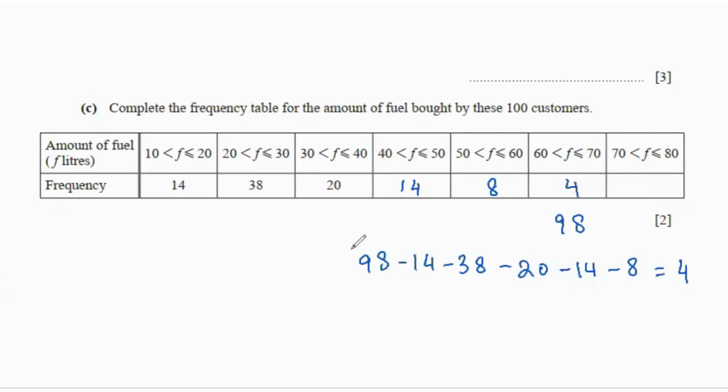Now if we add all of these, 14 plus 38 plus 20 plus 14 plus 8 plus 4, that's 98. So 100 minus 98 is going to be 2. So these are the frequencies for these class intervals.